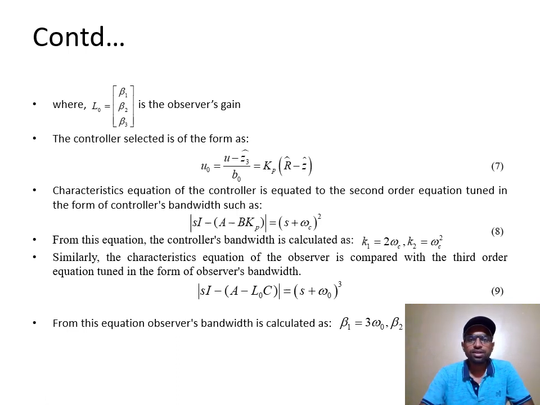These are compared, and the values of K1 and K2 are calculated as 2 omega C and omega C square respectively. Similarly, the characteristic equation of the observer is compared with a third order equation tuned in terms of the observer's bandwidth. Comparing as in the controller, we get beta 1 equals 3 omega 0, beta 2 equals 3 omega 0 square, and beta 3 equals omega 0 cube.